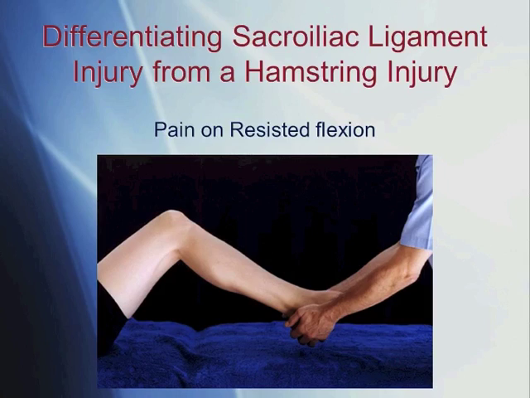So when you do a resisted motion, like pulling the heel toward the buttock here, and you get pain in your thigh, that means it's a hamstring tear. Now, if the person is just standing there and they're not doing anything, or they're lying in bed and all of a sudden get the pain, that's a little different. So there are ways to differentiate, but this is one way to differentiate a hamstring injury from a low back injury.